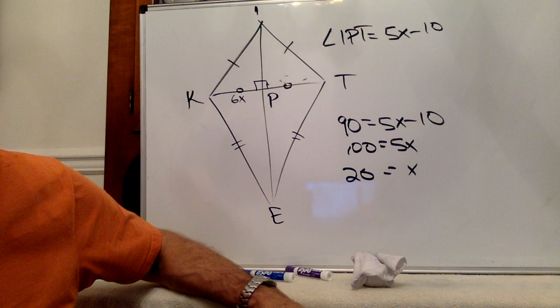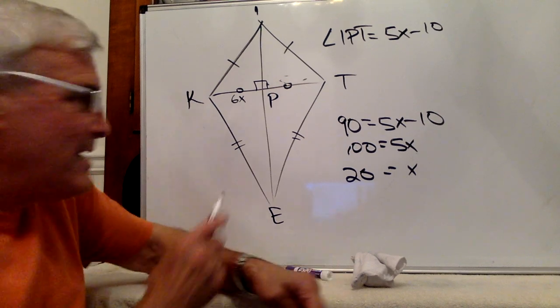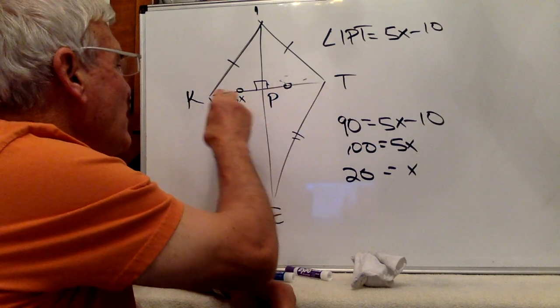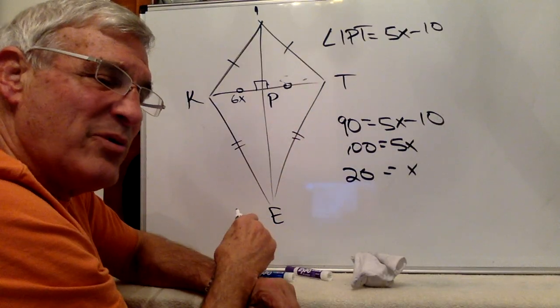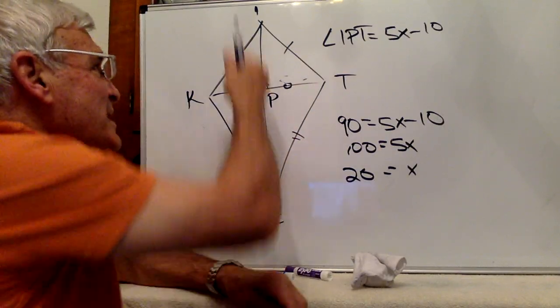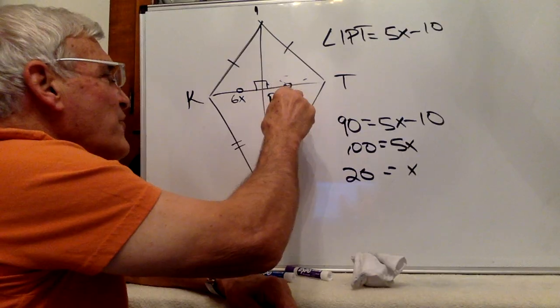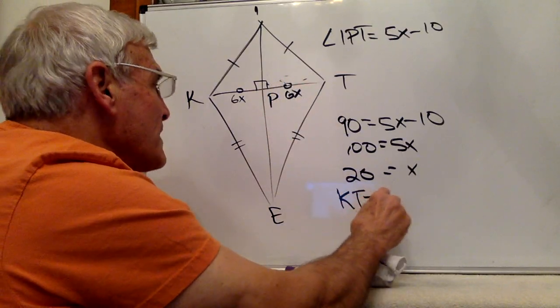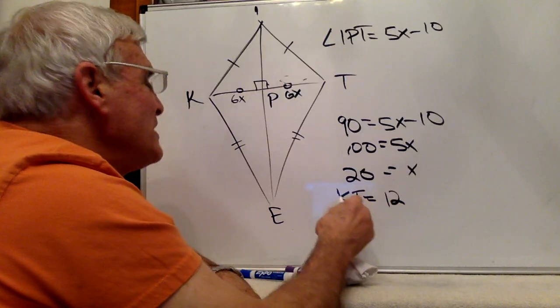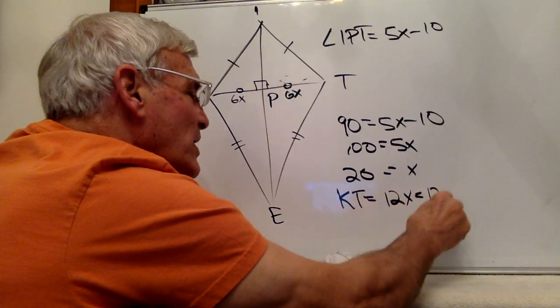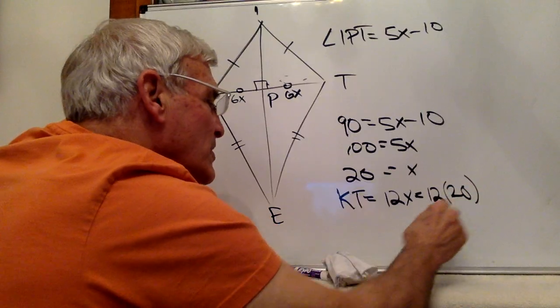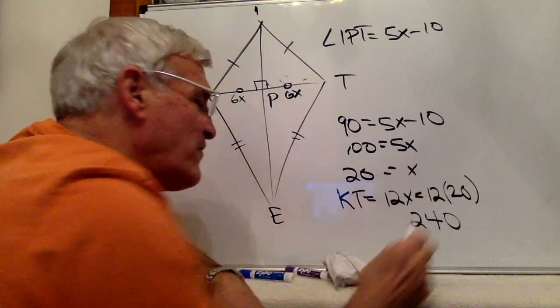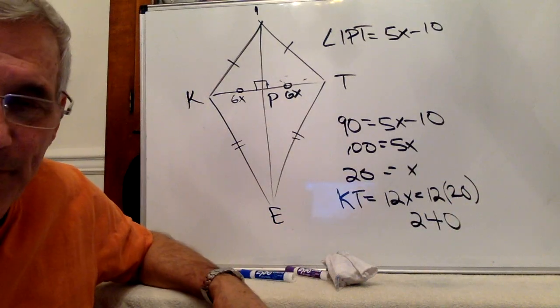They wanted to know how long is KT. Well, KT, remember, is perpendicularly bisected by IE. Therefore, this is also 6x. So KT is equal to 12x, which is 12 times 20, or 240 whatever units.